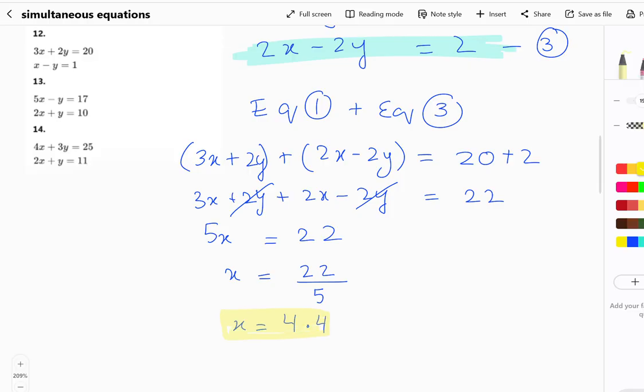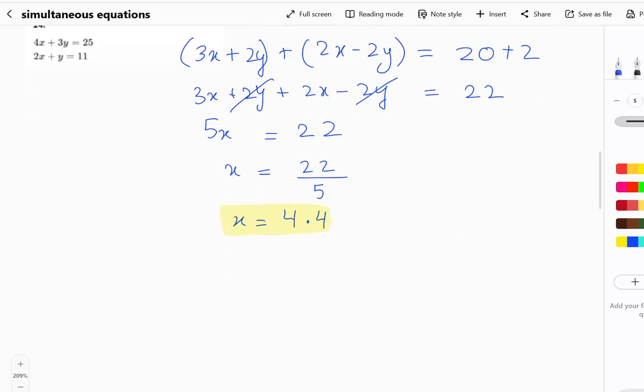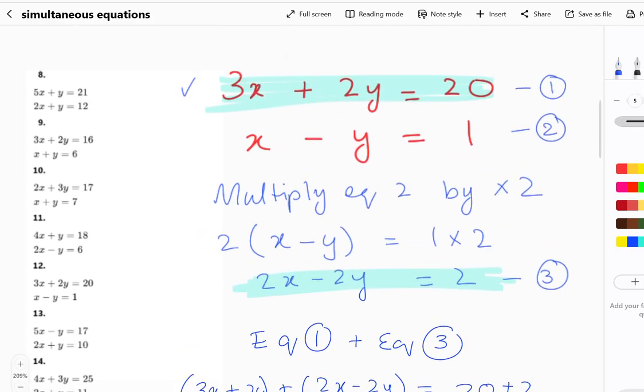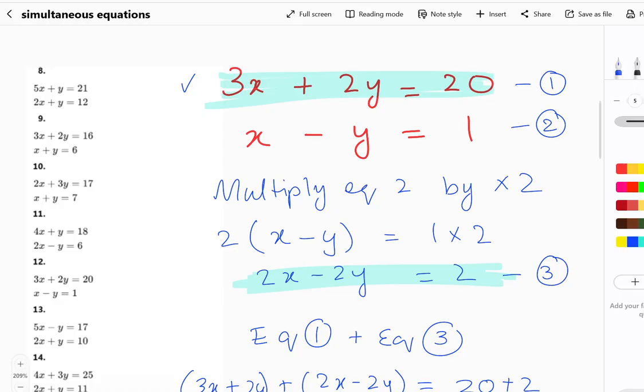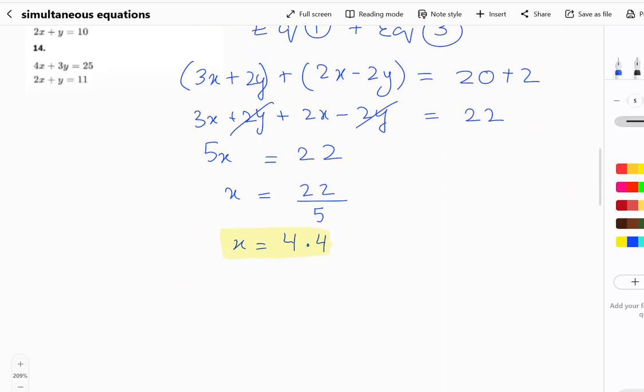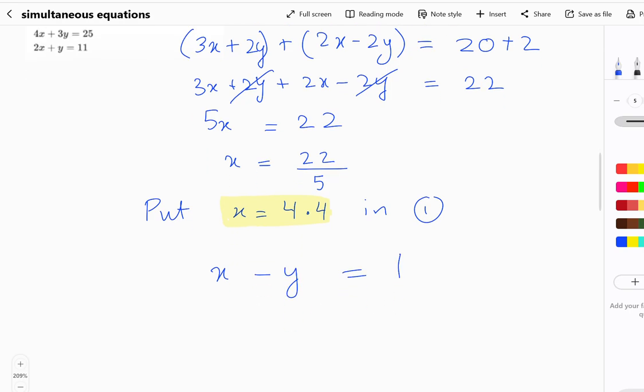Now we just need to find out the value for y. And how do we do that? Now we have got 3 equations, so it doesn't matter which one you use. You can use 1, 2, or 3. So I'm going to use equation 2, x minus y equals 1. Equation 1 is x minus y equals 1. So the value for x is 4.4.